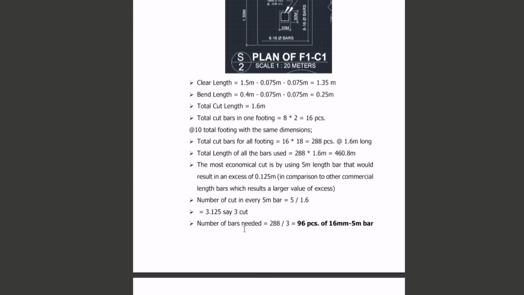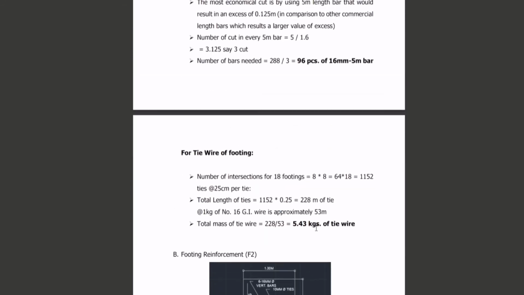Say 3 cuts lang. Yan. So divide natin 288 divided by 3, which is equals to 96 pieces of 16mm 5 meter bars. Then sa tie wire naman tayo.